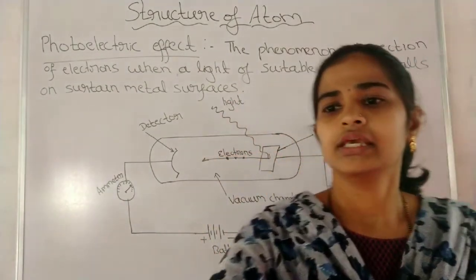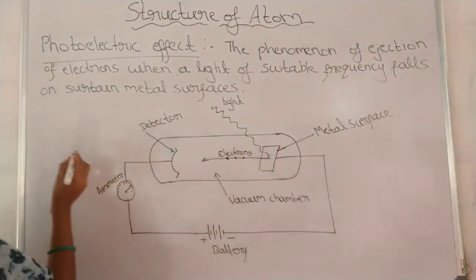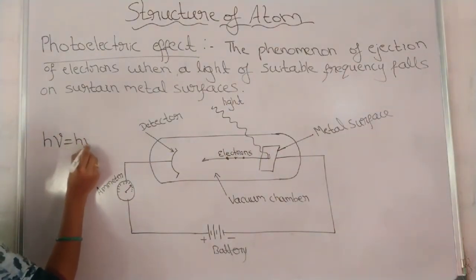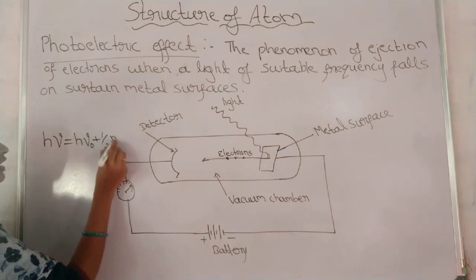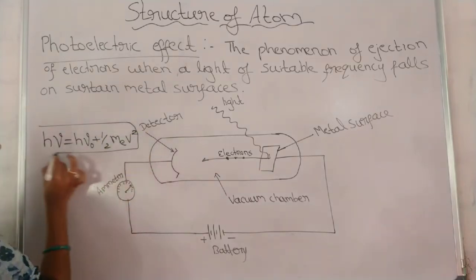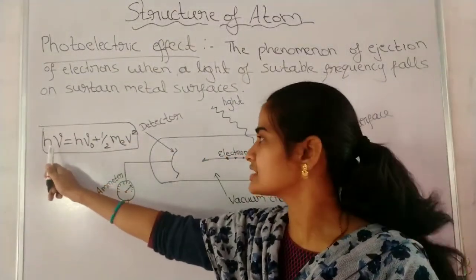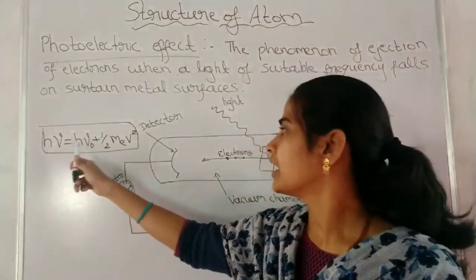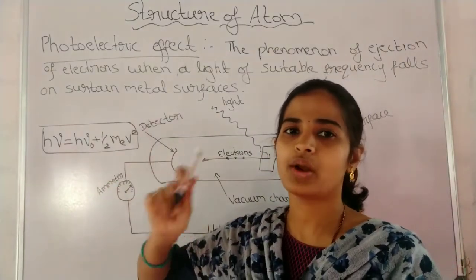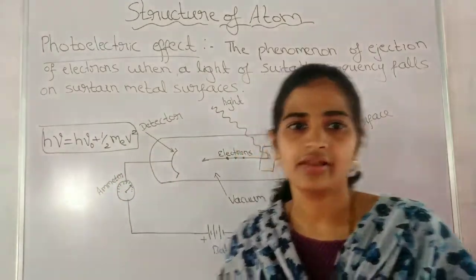And he gave the formula for the kinetic energy of the ejected electrons. The kinetic energy of the ejected electrons is given by h nu is equal to h nu naught plus half m_e v square. Remember, this is the formula for the kinetic energy of the ejected electrons. h is Planck's constant, nu is the frequency of the light, and nu naught is the threshold frequency, the minimum frequency. m_e is the mass of the electron, v is the velocity of the light.